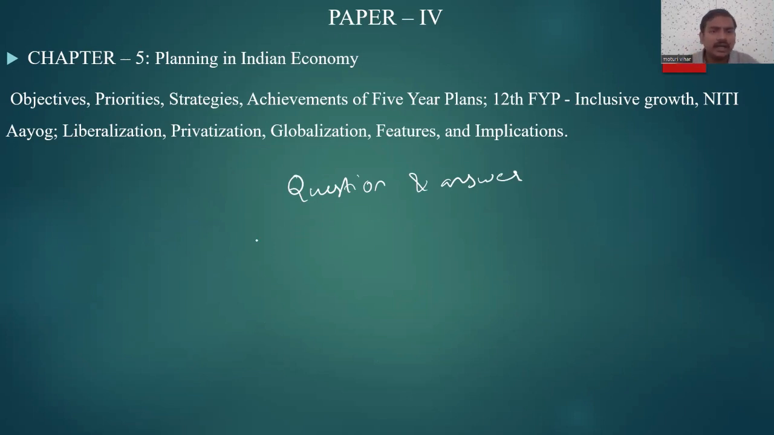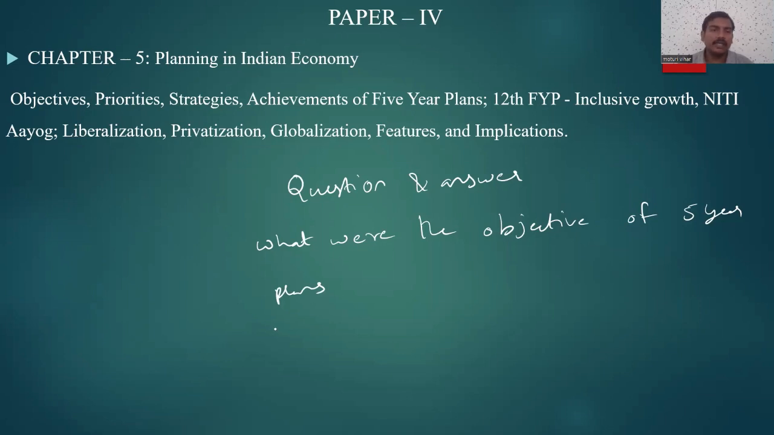For example, when it comes to planning, what were the objectives of 5-year plans? So this is the question. What were the objectives? So we will discuss every 5-year plan: first plan, second plan, third plan, fourth plan, and its objectives, in the answer format.